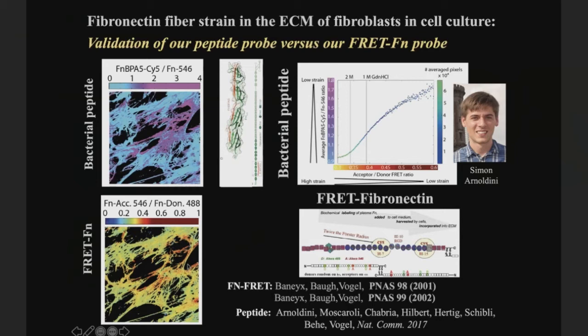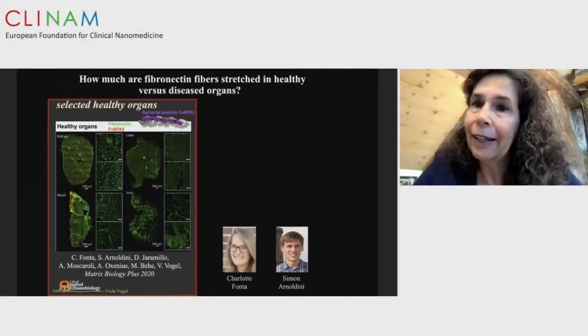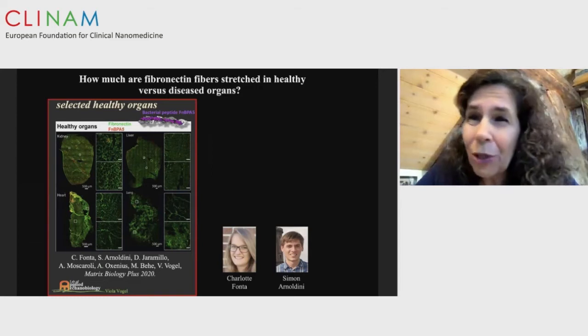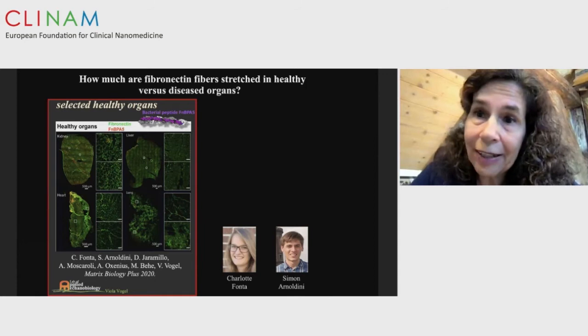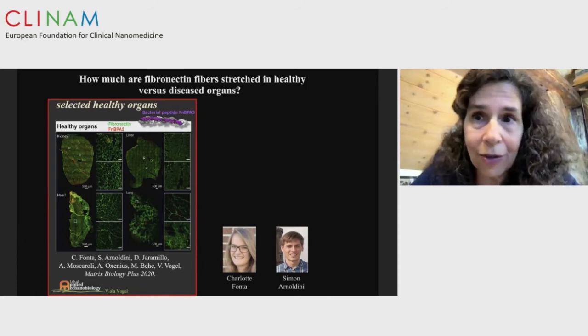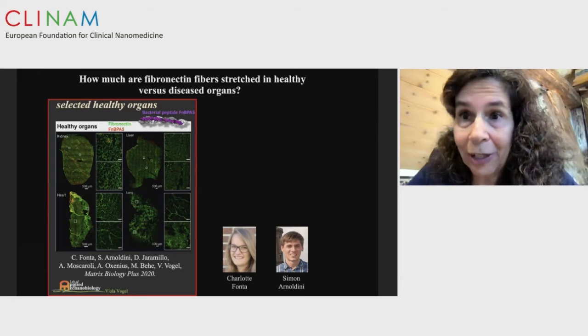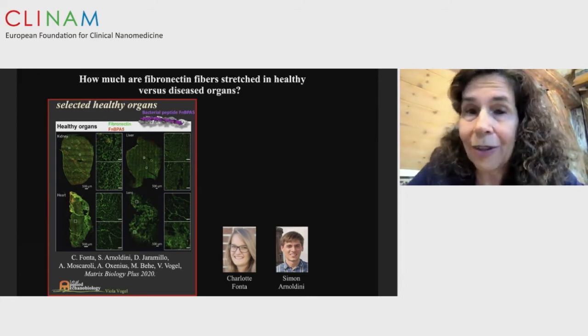The red areas are structurally relaxed fibers, and the greenish blue are highly stretched fibers. And what you see is that the peptide indeed binds to the relaxed areas. So with that, we now have a peptide that can detect the fiber strain. And since no information at all is available on how much fibronectin fibers are stretched in healthy organs, we first assessed fibronectin fiber strain in healthy organs.